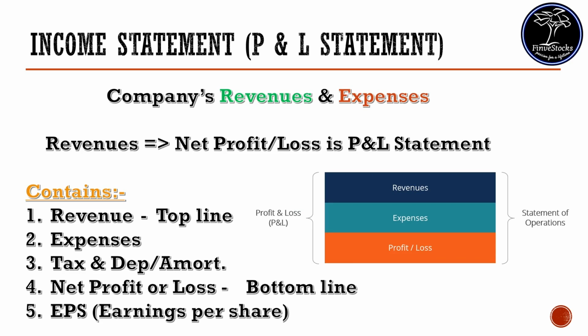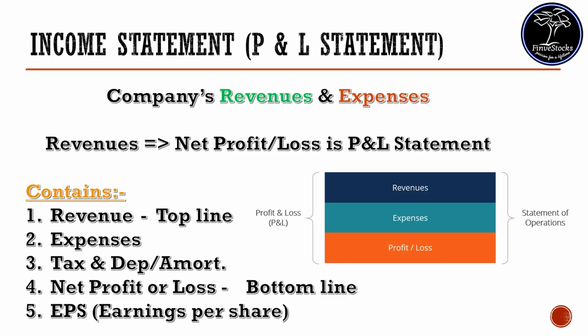So basically a profit and loss statement contains revenue, that is also called the top line, because it is on the topmost portion of the statement. So the top line is called revenue or also called sales. Then come expenses, what all expenses were incurred by the company for the operation. Then come what all taxes the company is paying, and depreciation, amortization, etc. Then comes the profit or loss, that is also called the bottom line. And the last one is EPS, that is earnings per share. So all these terms we will learn in detail.